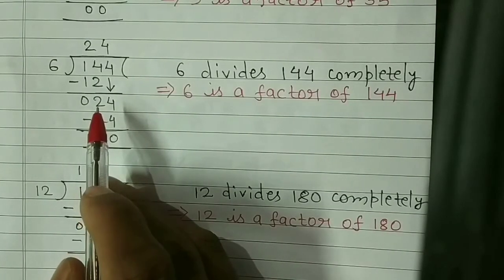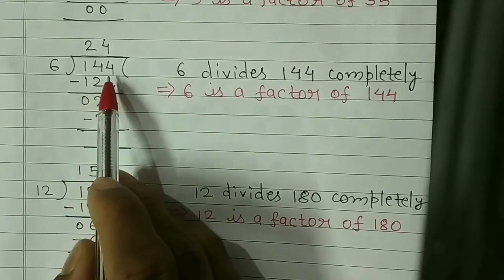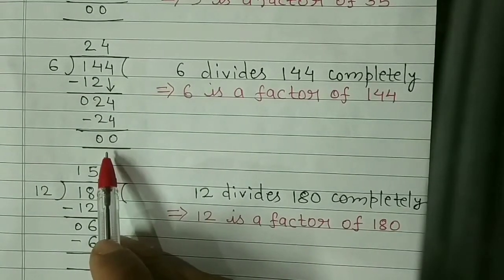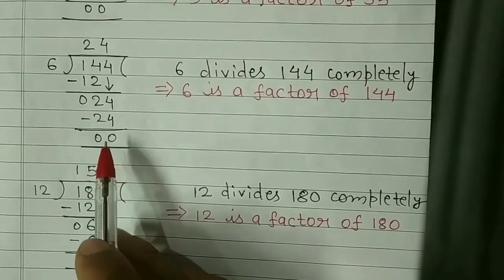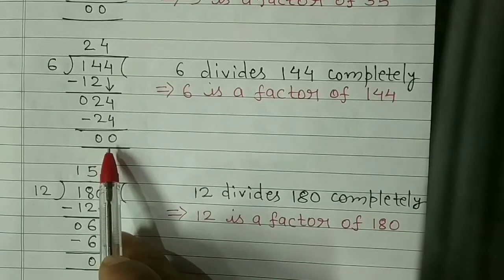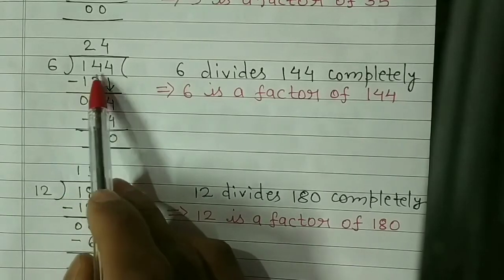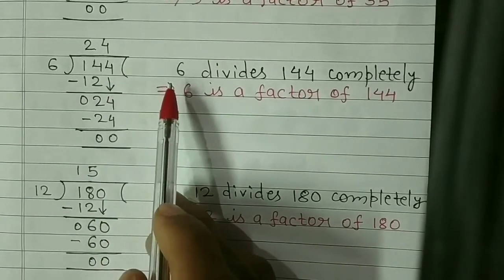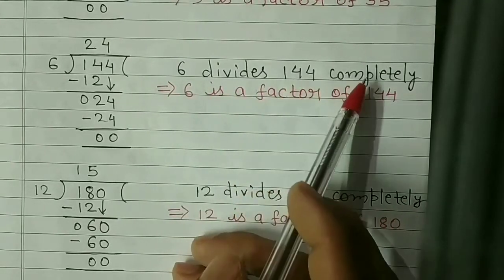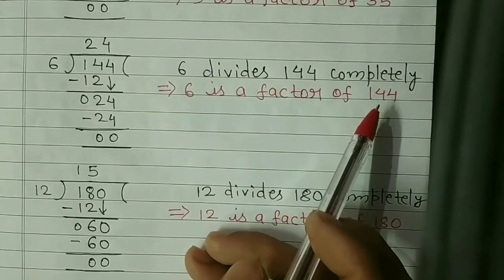Here I have given some more examples. Here I have divided this 144 by 6. And here we can see the remainder is 0. So if we divide 144 by 6, the remainder will come 0. So in this way we can say that this 6 divides this 144 completely. So here I have written 6 divides 144 completely. So 6 is a factor of 144. Clear?